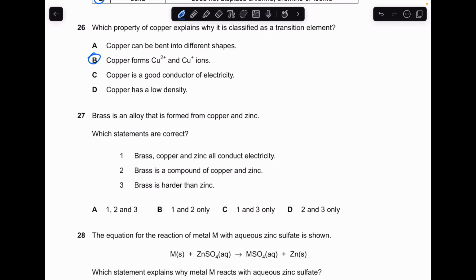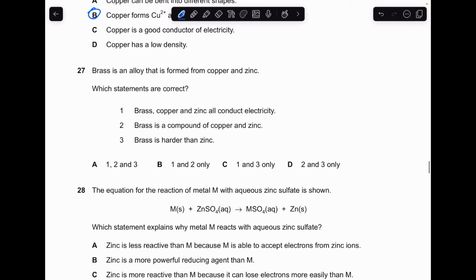Question 27. Brass is an alloy that is formed from copper and zinc. Which statements are correct? So if we go through the statements, we can see one is wrong because zinc does not conduct electricity. Oh, my bad. It does. Yeah, all metals do. Yes, it does. And brass is a compound. It's a mixture. So this is wrong. And brass is harder than zinc. Yes, alloys are harder than the pure metals they are made from. So this is correct. It's 1 and 3.